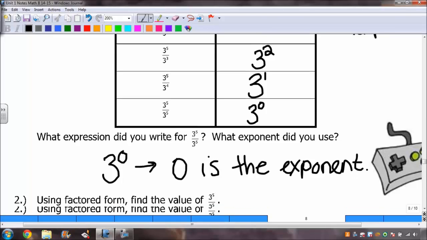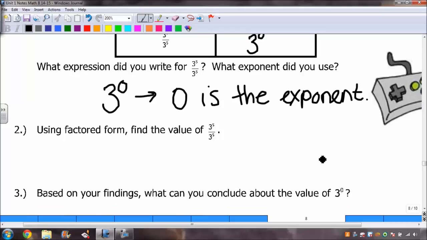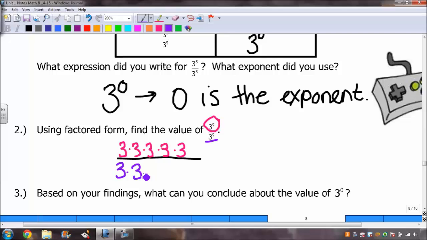So what does that mean? What does it mean to have 3 to the 0th power? Well, using factored form, it says find the value of 3 to the 5th power divided by 3 to the 5th power. Remember, we kind of talked about this before. If you take 3 to the 5th power, that just means you've got 3 times 3 times 3 times 3 times 3, right? And then in the denominator, you're going to do the same thing, so you end up getting 3 times 3 times 3 times 3 times 3.